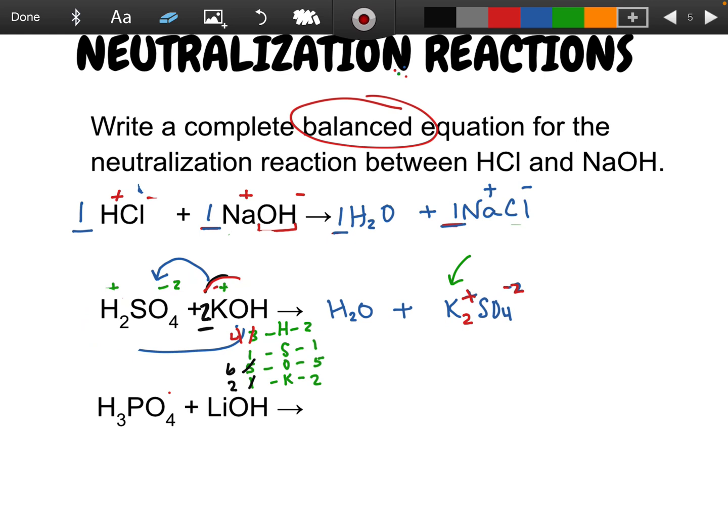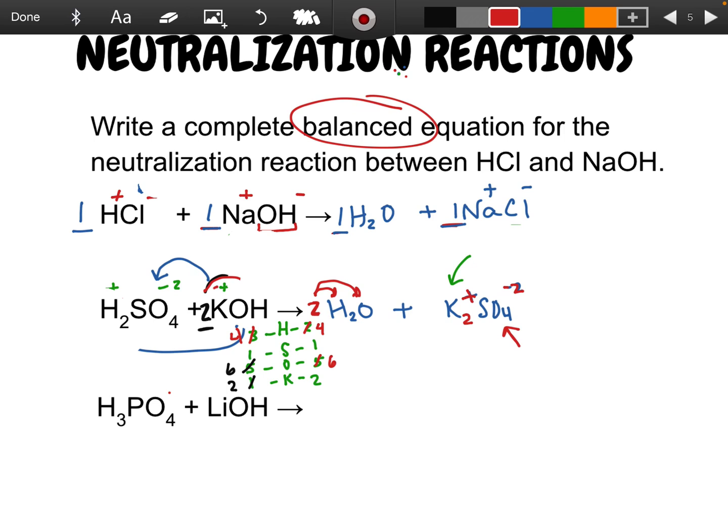All right, so now our hydrogens are not balanced and our oxygens are not balanced. Those are the only 2 that aren't balanced. So if we have 4 hydrogens on the left, we are going to need a 2 here because 2 times 2 is 4. And then this gives us 2 oxygens here plus 4 more here would be 6. So now we have a balanced equation.